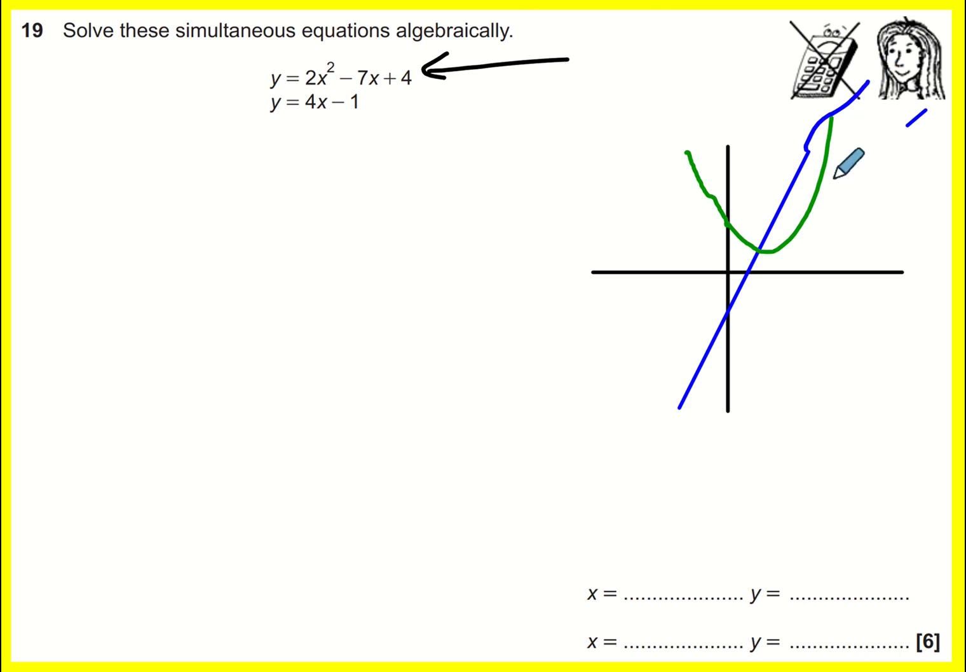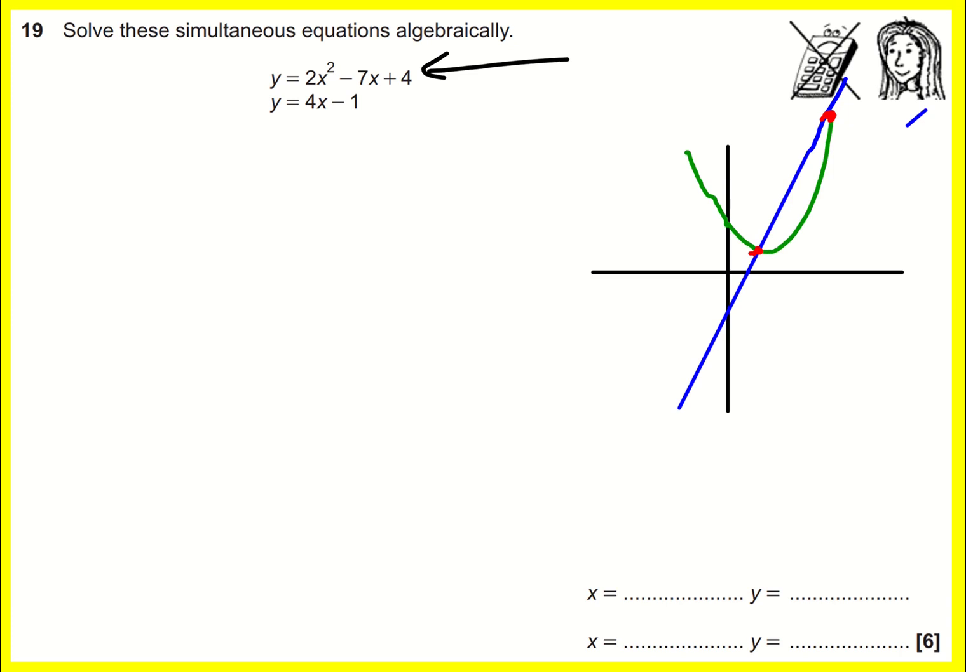So essentially, that was a really bad straight line. Essentially, we're going to get two solutions. We're going to get a solution here where the graphs meet, and a solution here where the graphs meet. There or thereabouts. The sketch is not necessarily accurate, but it illustrates the concept of what's going on. These red dots are solutions to the simultaneous equations.